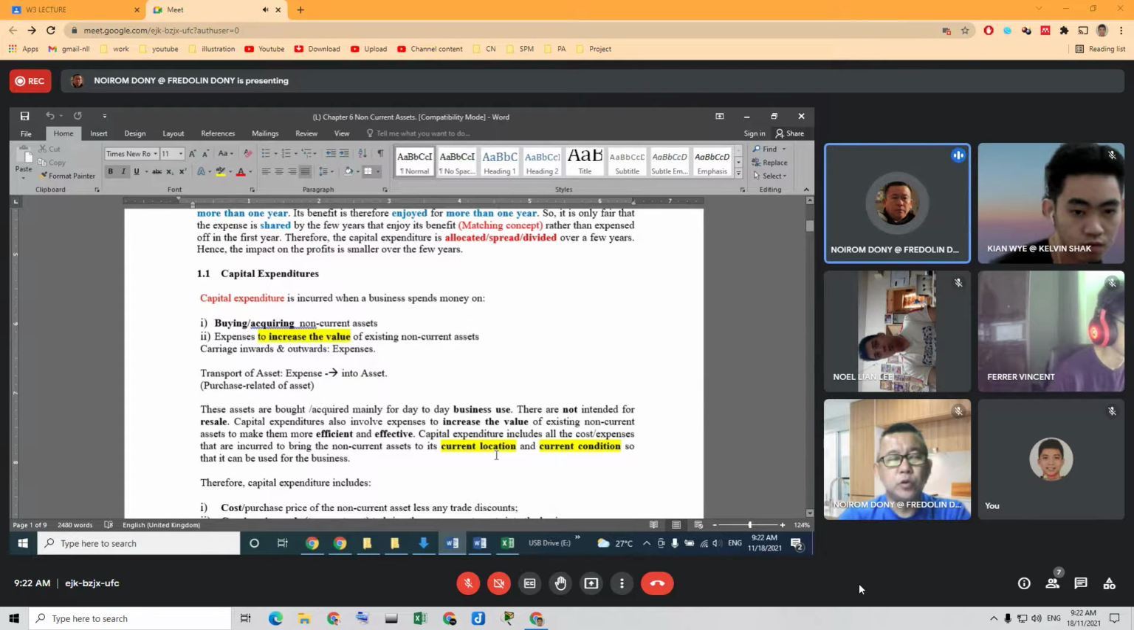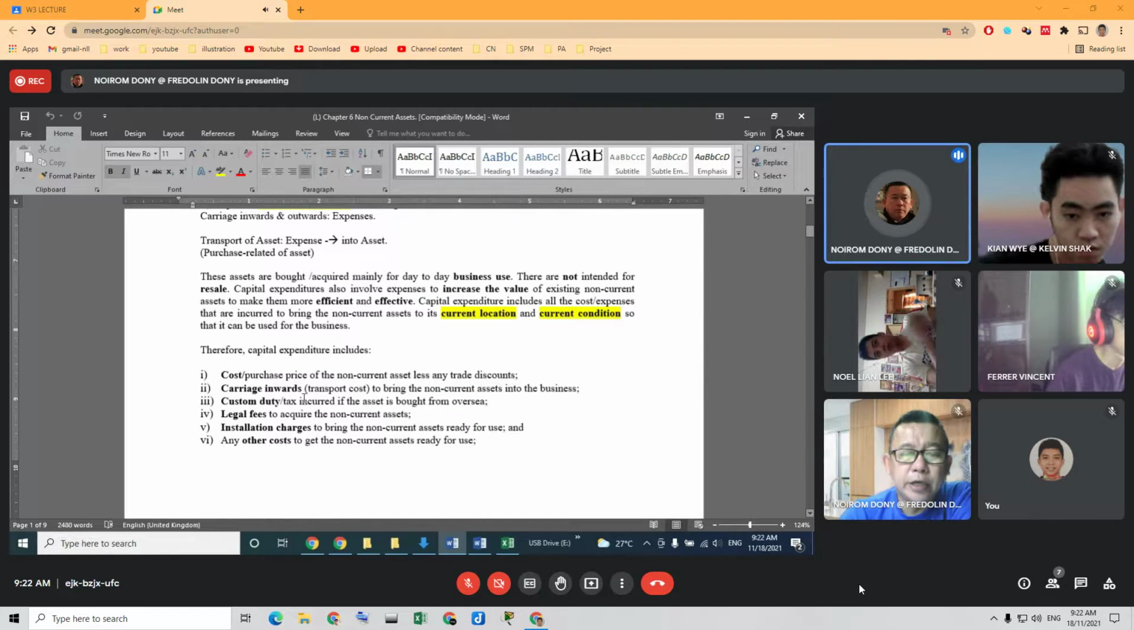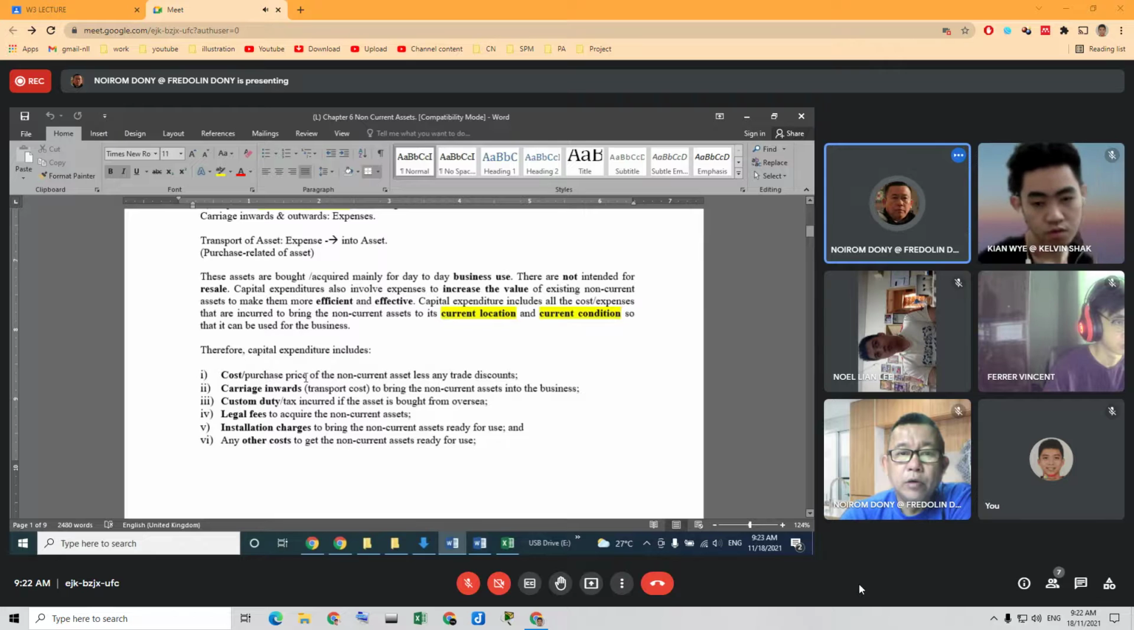Okay, so you need to read the question carefully and see whether you should include that as part of the capital expenditure. So this is the example that you can find. Capital expenditure includes the purchase price of the non-current asset, less any trade discount if there is. If there's none, then just ignore the trade discount.